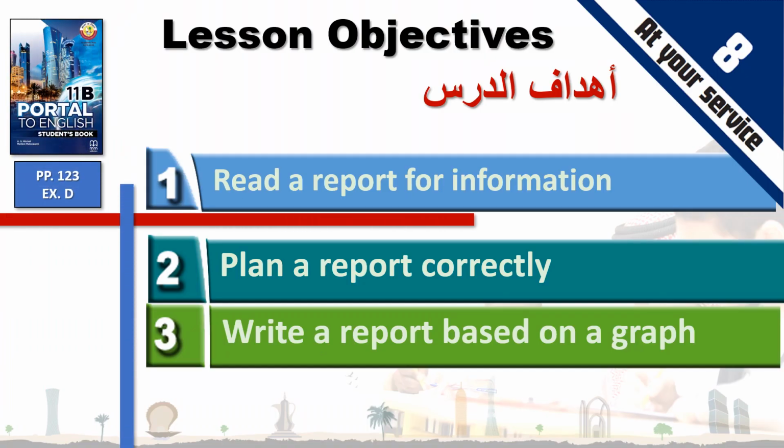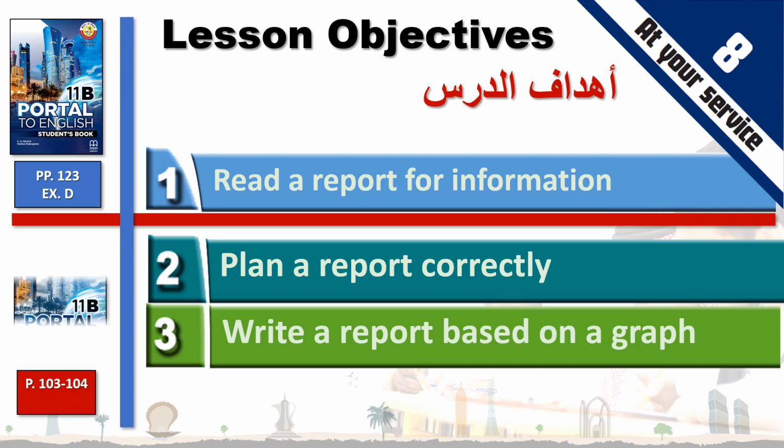The objectives of our lesson are: 1. To read a report for information, 2. To plan a report correctly, 3. To write a report based on a graph. As you can see on the screen, you need to get your student book and workbook ready in order to follow me. Thank you.